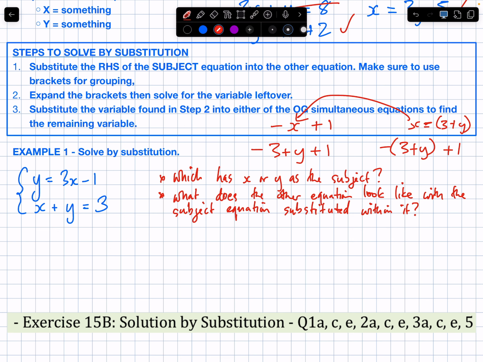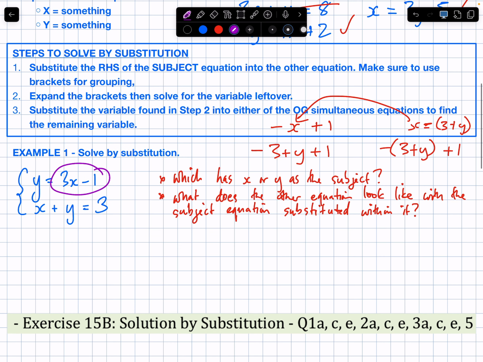So, the bottom equation is x plus y is equal to 3. But I've been told that y is equal to 3x take 1. So, I'm going to get this: x plus, what does the top equation say y is? 3x take 1. And then what's left over here? You've got the equals 3 at the end.